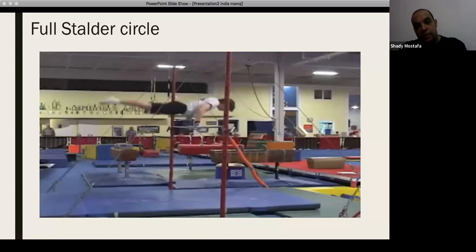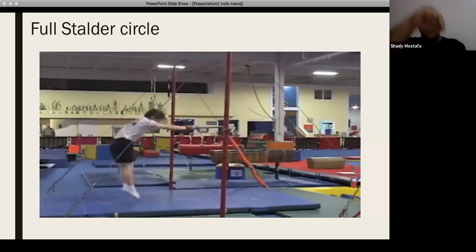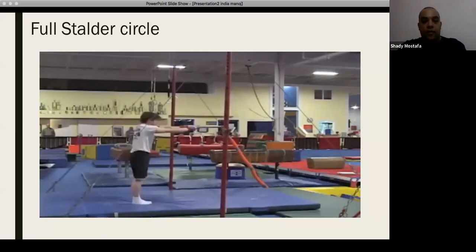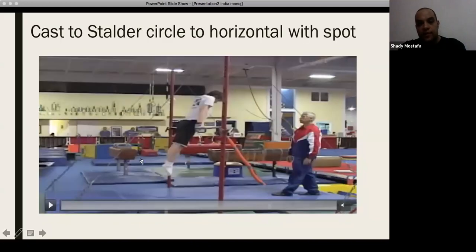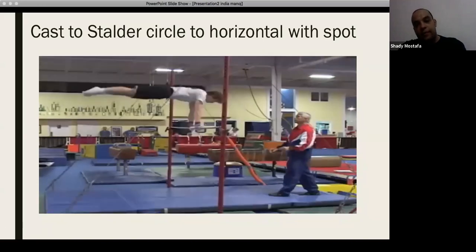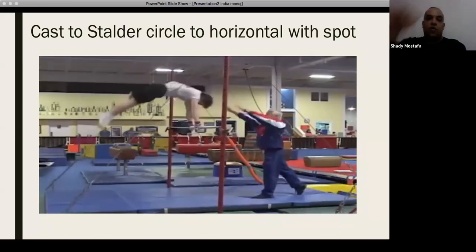Cast, circle, all over the bar. Okay, circle over the bar. Now, how will the coach spot this? Right now, you stand like this. You let the gymnast, the boy or the girl, cast. Open the same, and you just let them go over the bar.